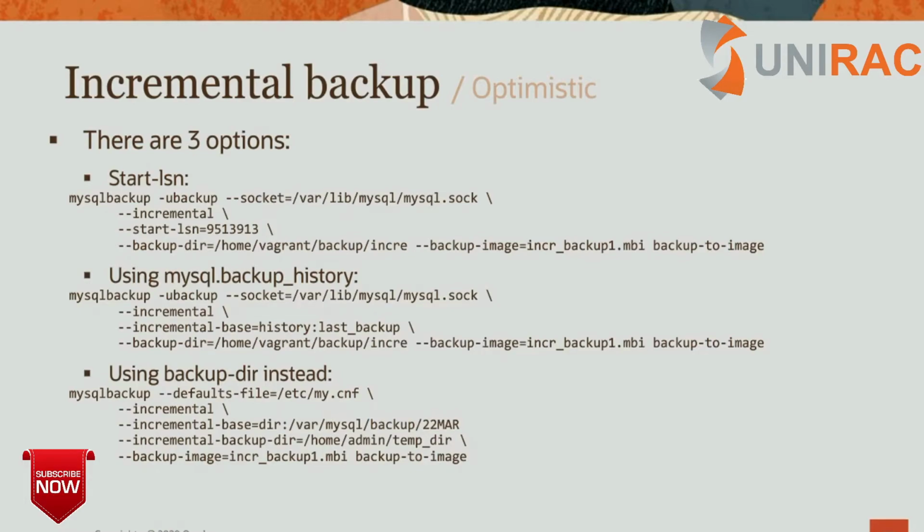Okay, going back to incremental backup, the last third option there is, like I said, we got the directory, and we want to say, okay, well, I've got my last backup from the 22nd of March here, take it from there, and do a backup. The incremental backup directory, which is a temp directory, we'll use this one here, and the image there is the naming, and we're going to back up to image.